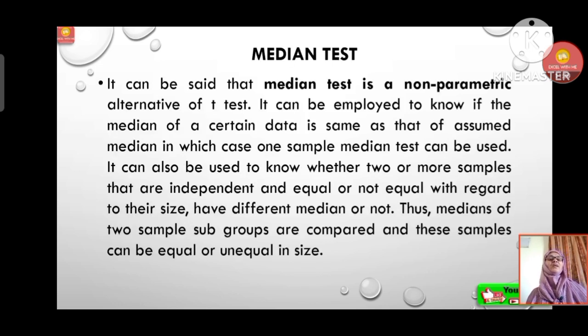Now let's understand the median test. It can be said that the median test is a non-parametric alternative of the t-test. It can be employed to know if the median of certain data is the same as the assumed median, in which case the one sample median test can be used. It can also be used to know whether two or more independent samples, equal or not equal with regard to their size, have different medians or not. Thus, medians of two sample subgroups are compared, and these samples can be equal or unequal in size.